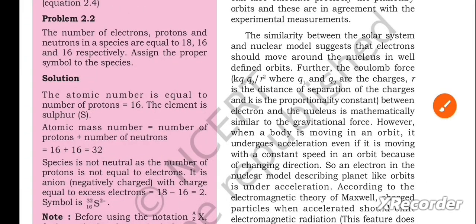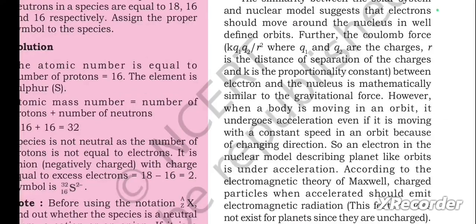The similarity between the solar system and the nuclear model suggests that electrons should move around the nucleus in well-defined orbits. Further, the Coulomb force k q1 q2 / r², where q1 and q2 are the charges, r is the distance of separation of charges, and k is the proportionality constant, between the electron and the nucleus, is mathematically similar to the gravitational force.